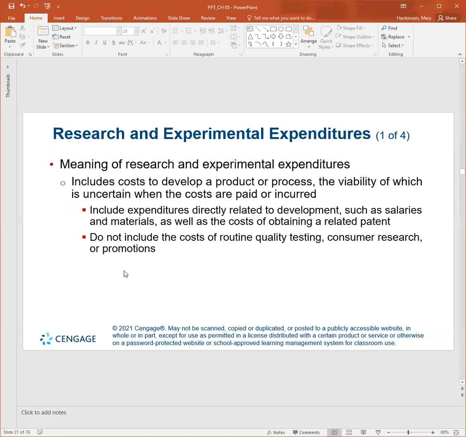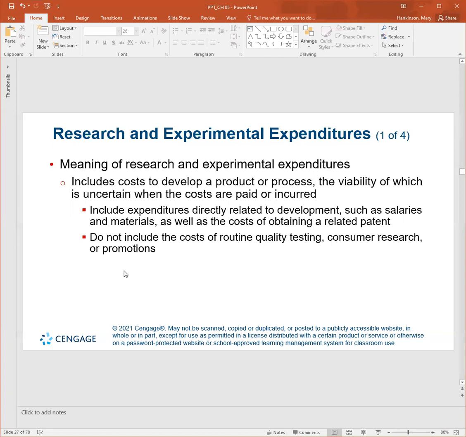All right, so research and experimental expenditures. Businesses may incur research and experimental expenditures in the development or improvement of products or processes. Taxpayers are allowed several alternatives for handling these types of expenses. A taxpayer must choose the method to be applied to the overall research program when filing the first tax return covering the program or project. Once chosen, a taxpayer may not change the method without the permission of the IRS.